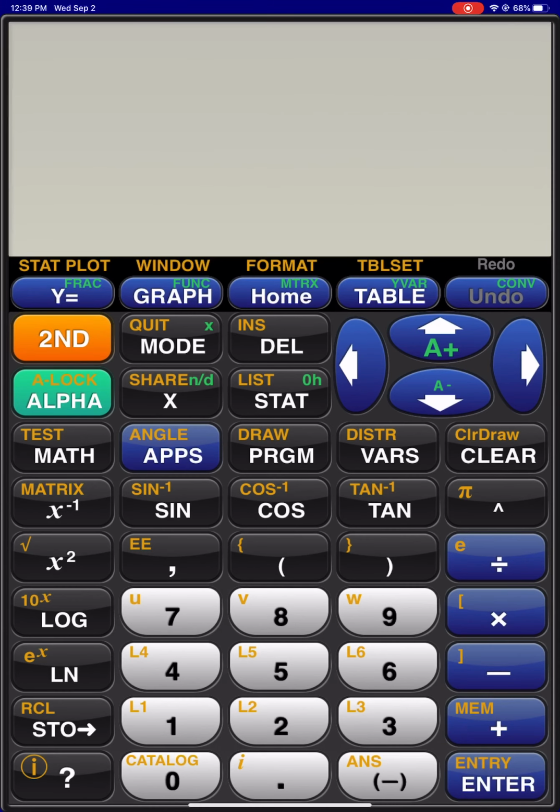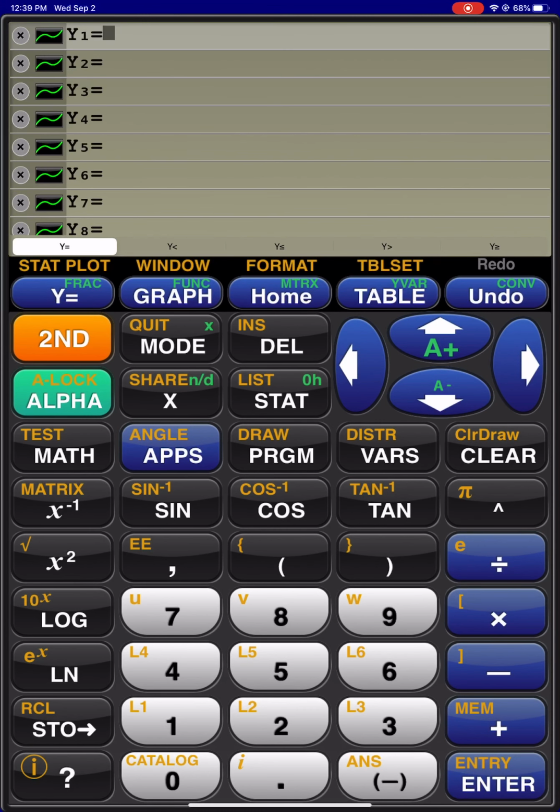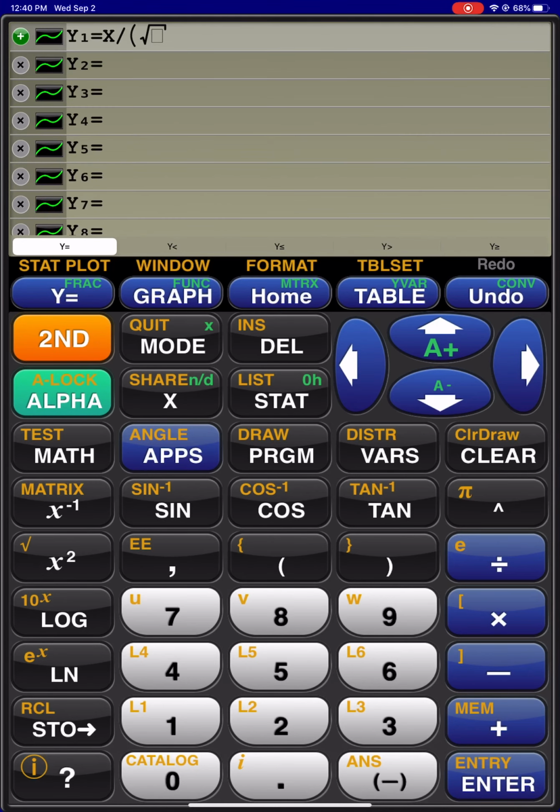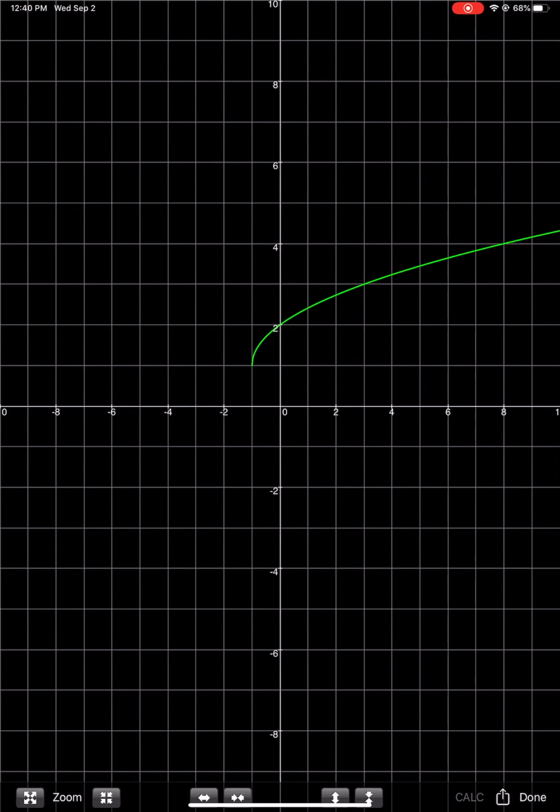And I'm going to go to my y equals, and I'm going to type in this function, which was x over parentheses, the square root of x plus 1. Make sure I go outside the square root for minus 1 and end the parentheses for the denominator. And then when I graph this, I should see a graph that looks pretty much like this one, where it starts at the point negative 1, 1, and then just curves upward to the right.